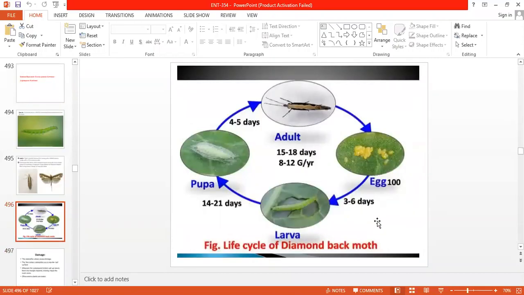Life cycle: the adult diamondback moth deposits about 100 eggs on the surface of the leaves. Incubation period is 3 to 6 days. Larval duration is about 14 to 21 days. Pupal duration is about 4 to 5 days. Pupal stage is in a cocoon, which is made by the larva. Adult duration is about 15 to 18 days, and about 8 to 12 generations are completed in 1 year.